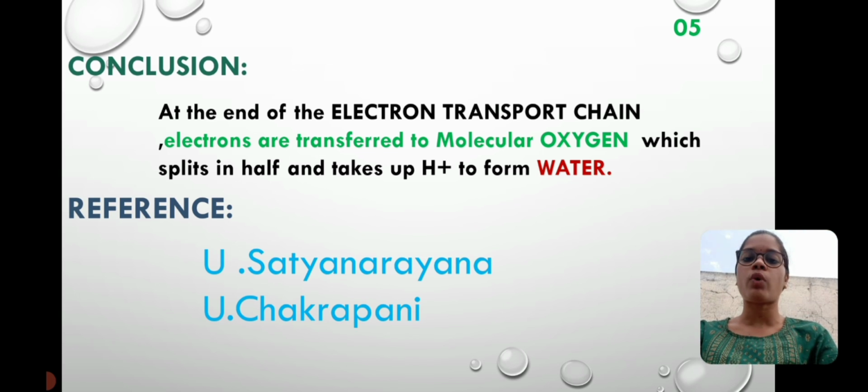This electron transport chain is coupled with oxidative phosphorylation, that means next to the electron transport chain, oxidative phosphorylation takes place. By the liberation of some free energy, oxidative phosphorylation takes place, that means the synthesis of ATP. Both come under biological oxidation, that means the electron transport chain together with oxidative phosphorylation is known as biological oxidation.